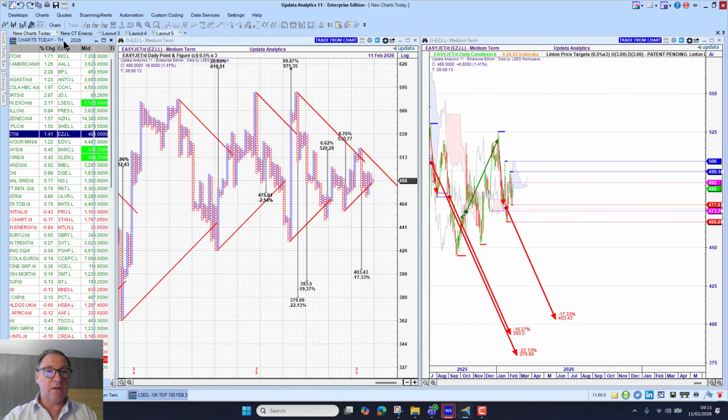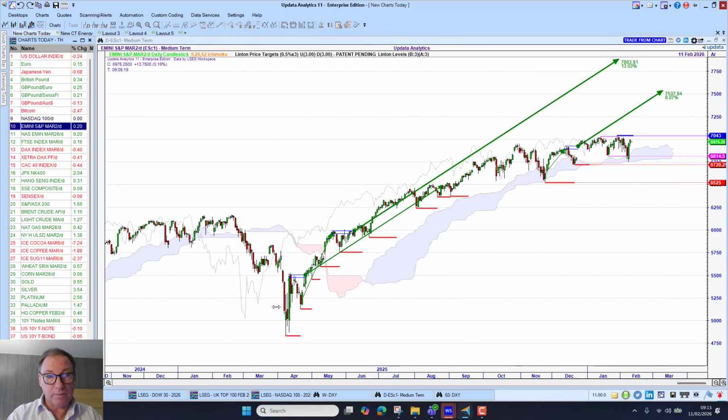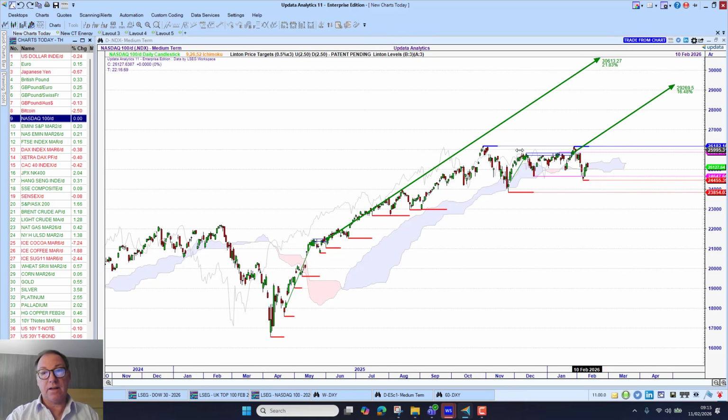So coming back to just our general look at what's going on, dollar weakness is still a theme. We are seeing US markets just holding. The interesting thing is that the Nasdaq is still struggling to make new highs. So that is, October was the last high.